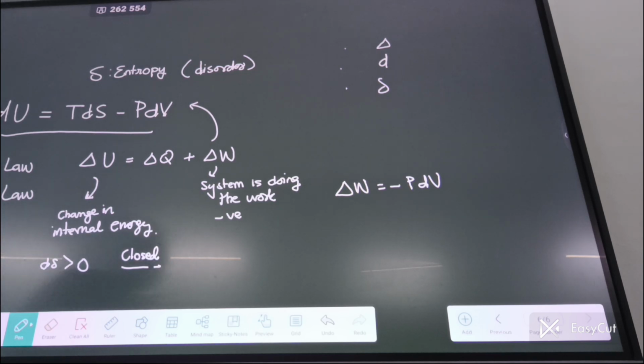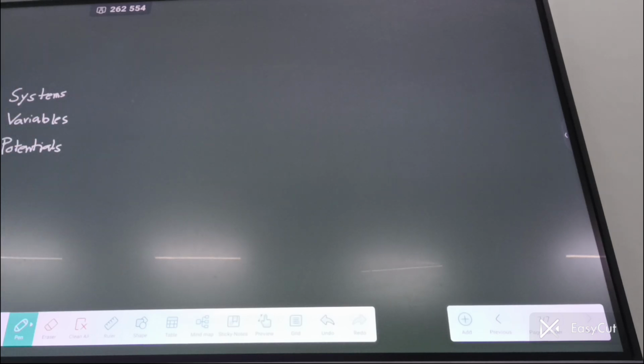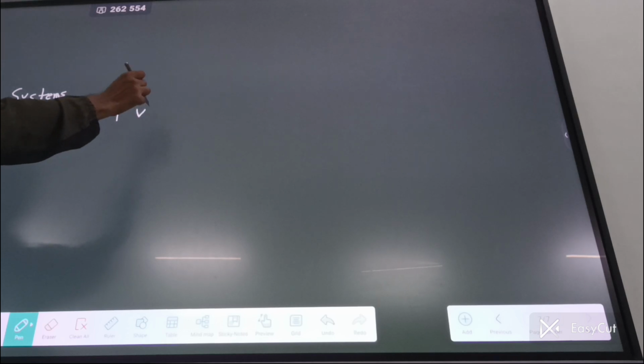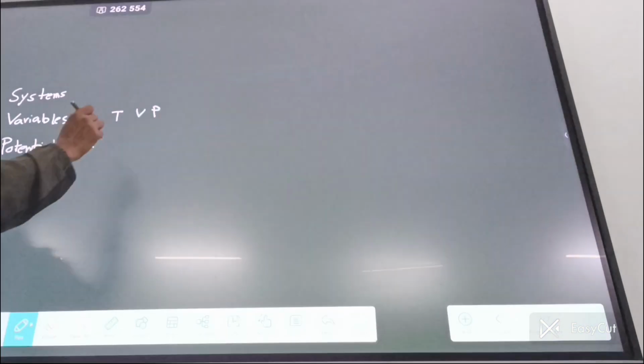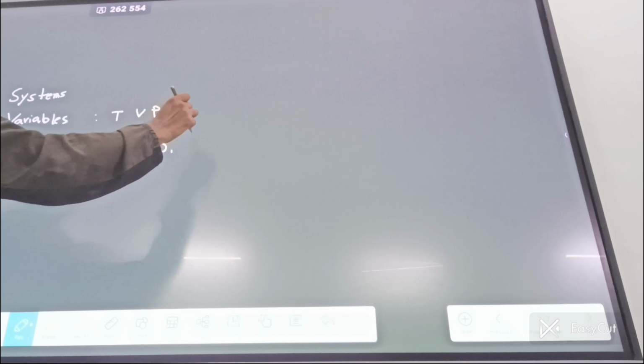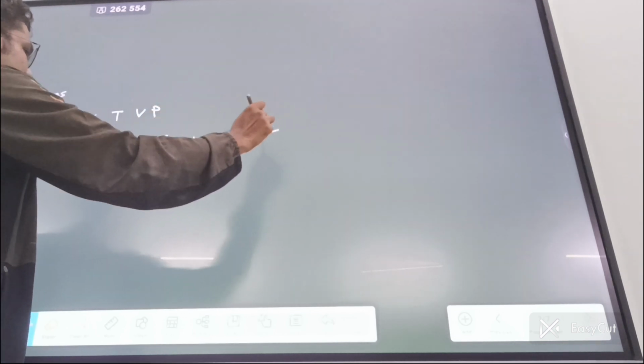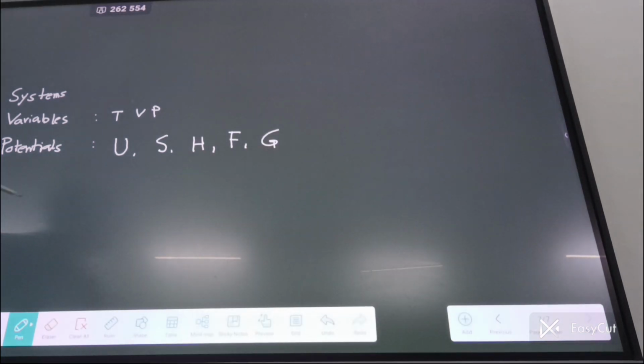Now, when we are dealing with thermodynamics, we need to understand that there are certain systems and certain variables or potentials. There are three aspects on which the whole of thermodynamics is based. Variables are temperature, volume and pressure. Potentials are internal energy, entropy, enthalpy, free energy and Gibbs free energy, and another one.